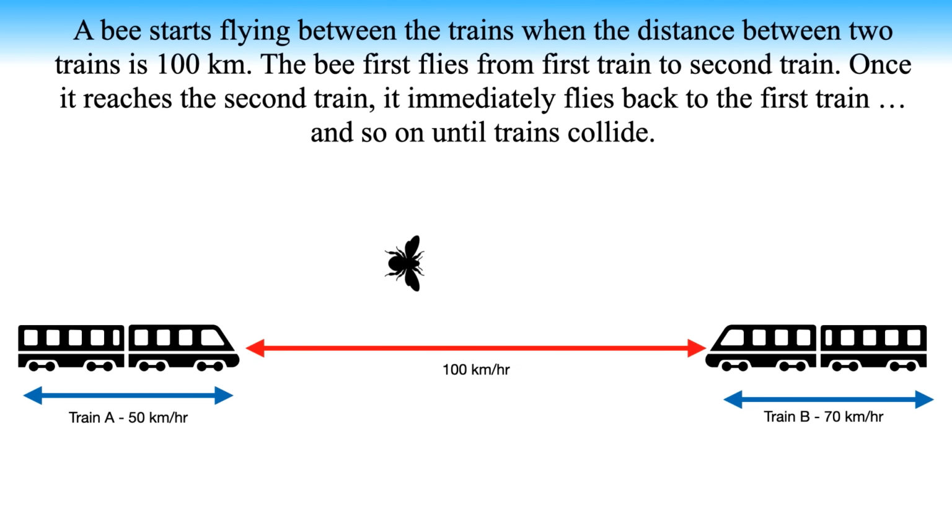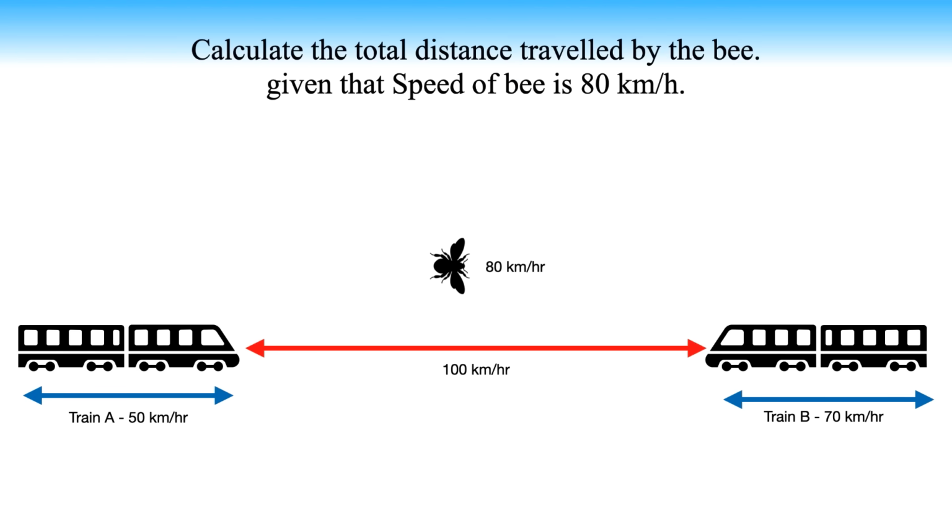The bee first flies from the first train to the second train. Once it reaches the second train, it immediately flies back to the first train, and so on until the trains collide. We are supposed to calculate the total distance traveled by the bee, given that the speed of the bee is 80 km per hour.